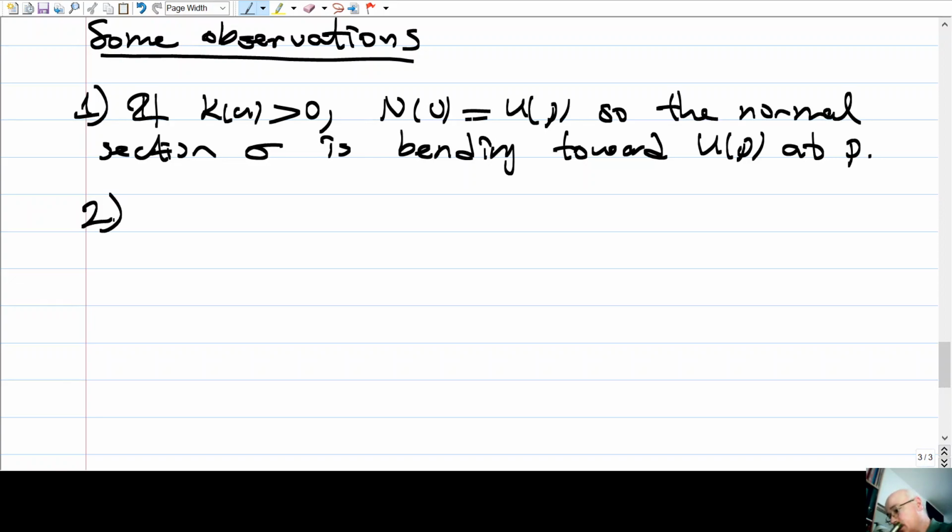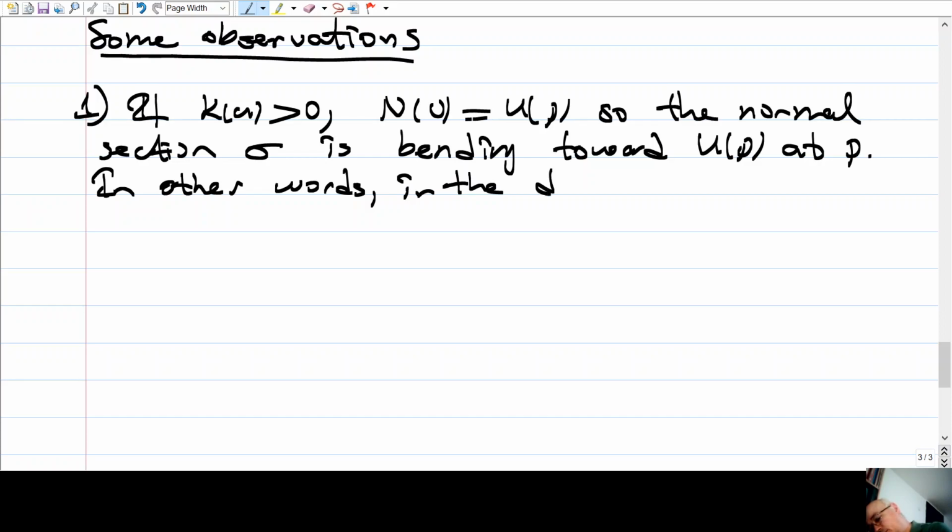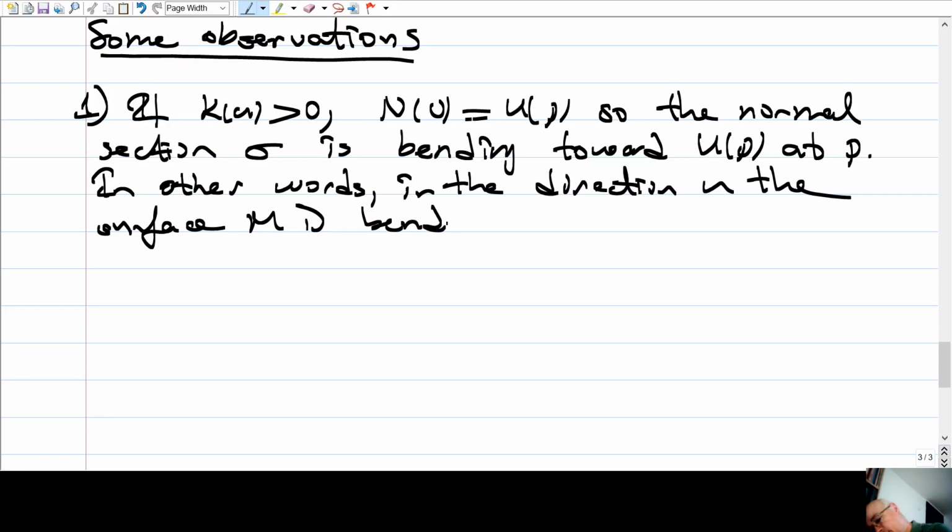The second observation, okay, before I do this, let me write one more sentence. In other words, another equivalent statement is this. In the direction U, the surface M is bending toward the vector UP. All right. The second observation is this.